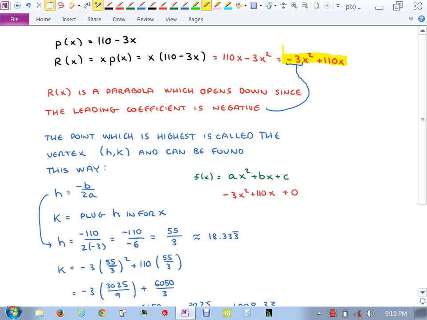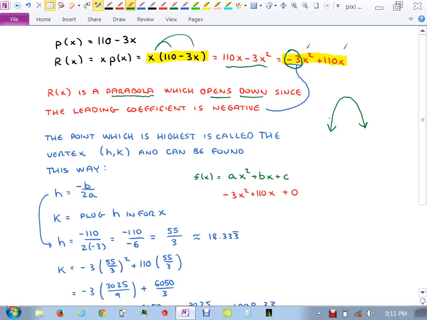So what we want to do is focus on the revenue function, which is here. I get this by first taking this and distributing that x through the parentheses here. That gives me this, and then I rearrange it in what's called descending order, so highest power of x down. Now we need to know that anytime you have something with x squared in it, this is going to be a parabola, and that parabola is going to open down because of the negative in front of the x squared, which is called the leading coefficient. So we know that the parabola is going to open down.